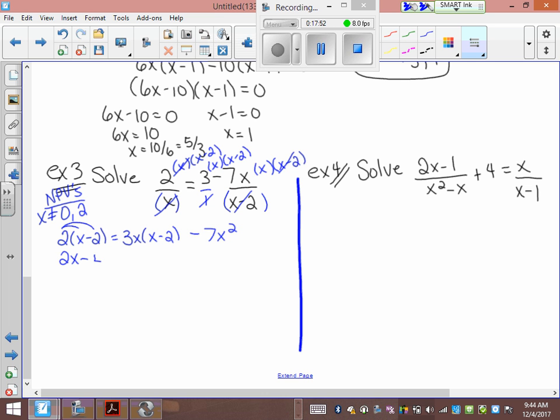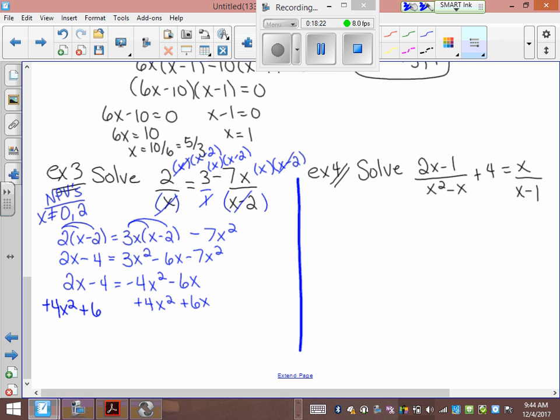2x minus 4 equals 3x squared minus 6x minus 7x squared. 2x minus 4 equals negative 4x squared minus 6x. And then I'm going to move everything to the left side because I like having a positive x squared to deal with. It's just my thing. So you get 4x squared plus 8x minus 4 equals 0.